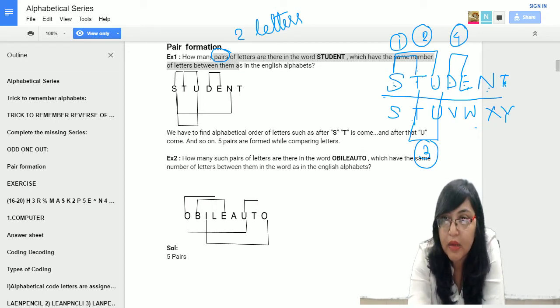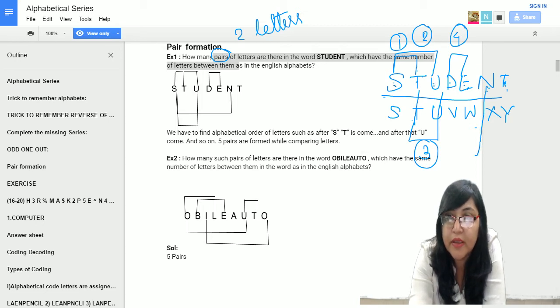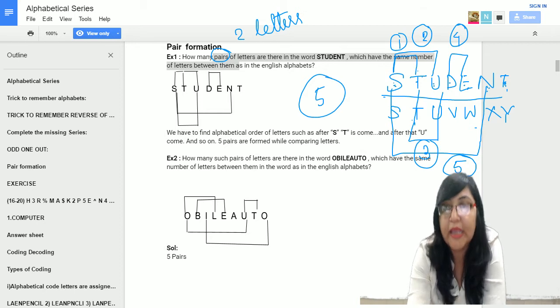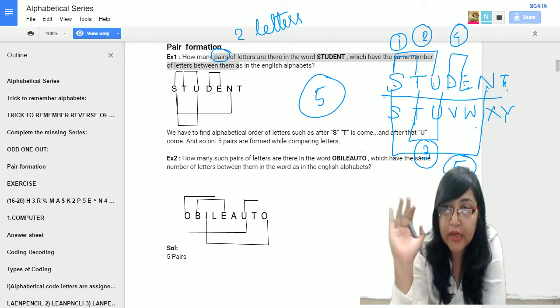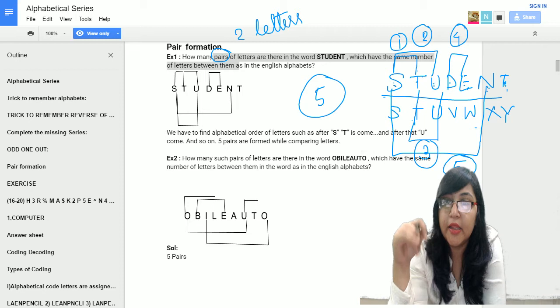Okay, let's move on to the next letter. N. After N what comes? O. N, O. No. Next N, O, P, Q, R, S. So you get a pair over here as well. So see, how many pairs do you have? You have 5 pairs.